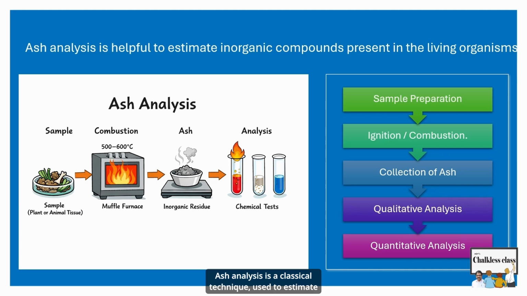Ash analysis is a classical technique used to estimate the inorganic compounds present in living organisms. First, the sample, plant or animal tissue, is prepared by grinding and drying. Next, it is placed in a muffle furnace and subjected to ignition or combustion at temperatures between 500 and 600 degrees C. All the organic material, fats, proteins, carbohydrates, is completely burned away. What remains is the ash, which contains inorganic minerals like calcium, phosphorus, potassium, and magnesium. The ash is then collected and subjected first to qualitative analysis, which elements are present, and then to quantitative analysis. It means how much of each element is present.